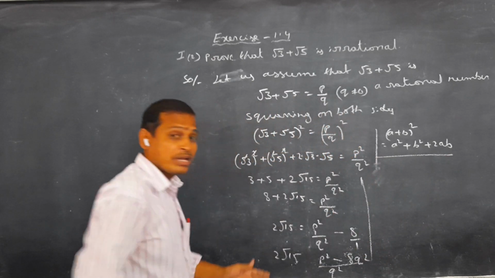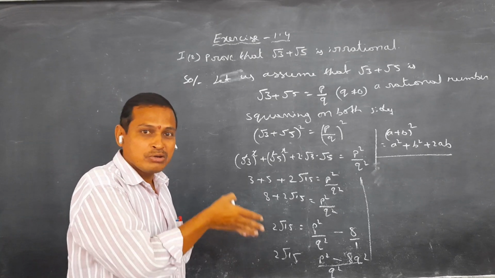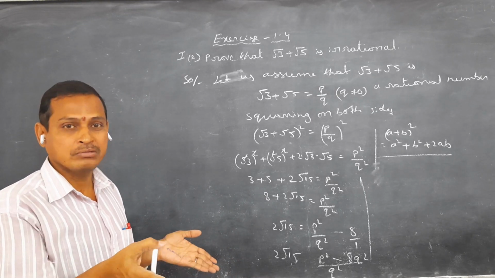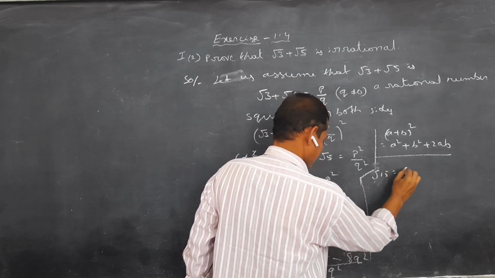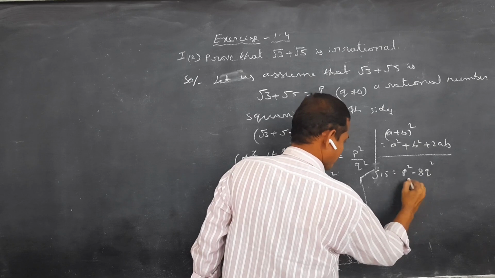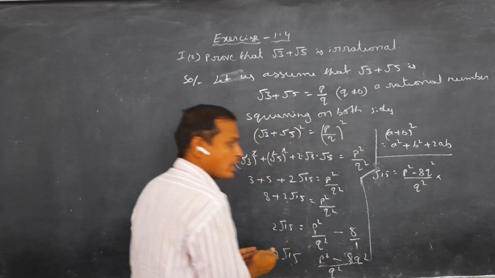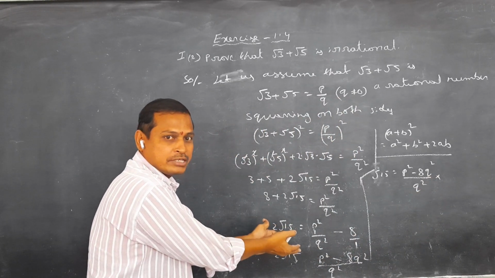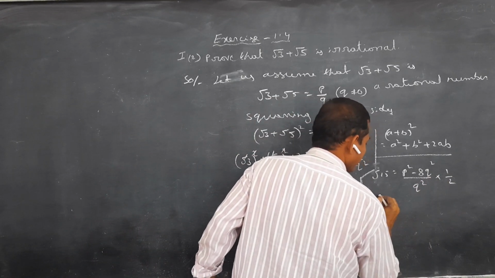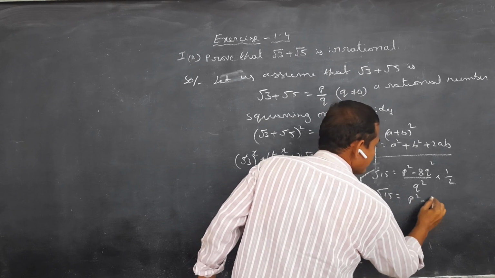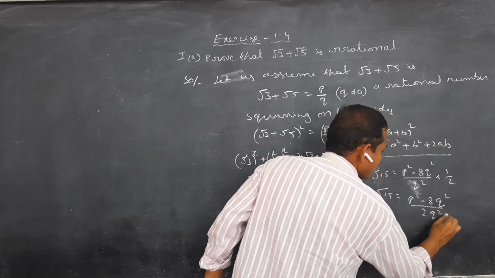So we should find the root 15. Why? Because a root value is not a rational number, it is a non-recurring part. So root 15 is equal to p square minus 8q square by q square, transposing the 2 from LHS to RHS, so we should convert it into division, 1 by 2. So therefore root 15 is equal to p square minus 8q square by 2q square.